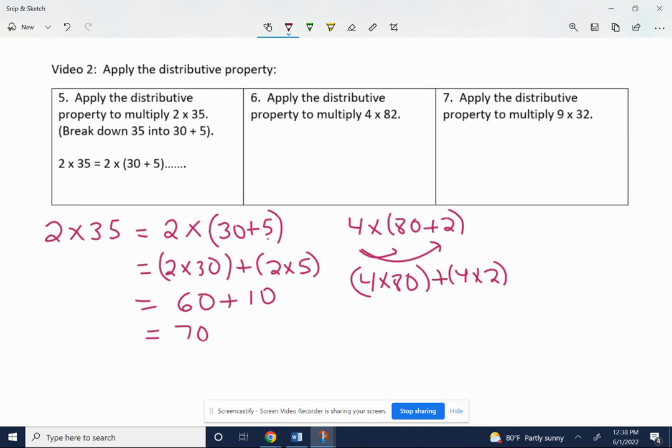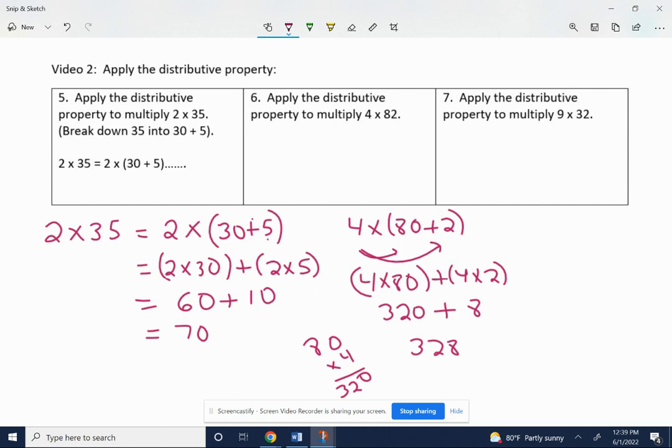Okay, 4 times 80. 8 times 4 is 32, and there's a 0 there: 320. 4 times 2 is 8. So I could take 320 plus 8, which would be 328. Okay, so my final answer to 4 times 82 would be 328. But I decided to take 82 and break it down. I just thought it could be easier for you.